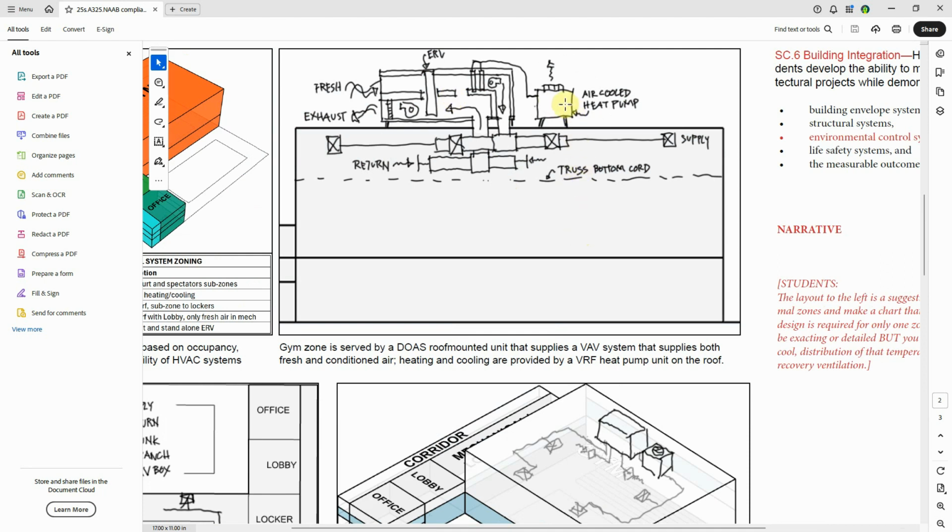I just kind of sketched this. This is an outdoor heat pump unit. This is a DOAS or an air handler on the roof. And then I made ducting for these purposes that just seems believable.